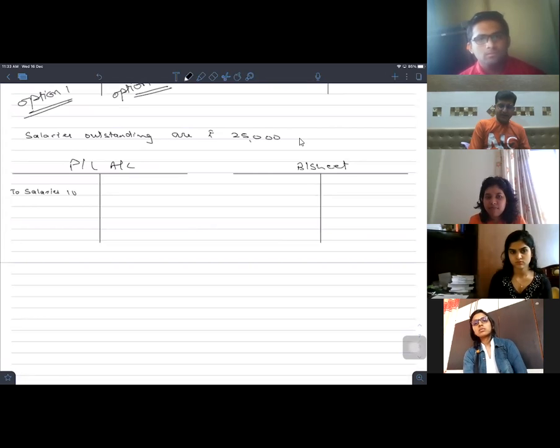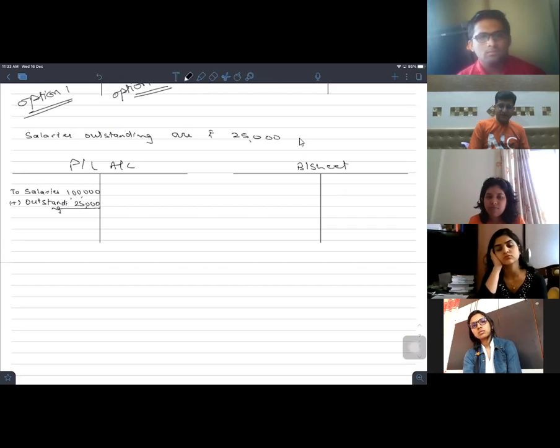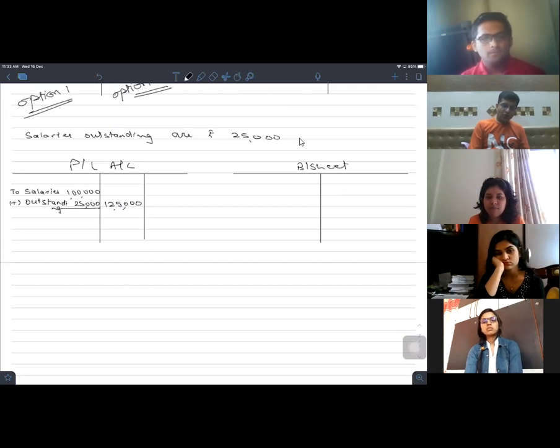Let's say the amount paid for salaries is 1 lakh. This will be done in the inner amount column, not in the outer amount column. The amount already paid is 1 lakh. Add outstanding rupees 25,000. So the total salaries that will be debited, that will be shown in the outer amount column of the P&L account debit side, will be how much? 1,25,000. Did you understand this?